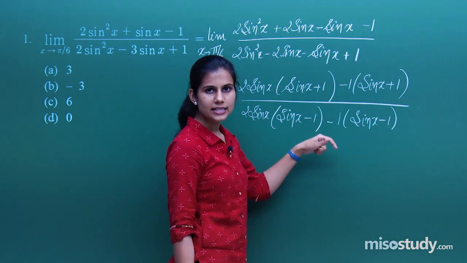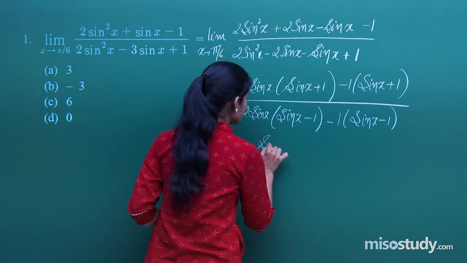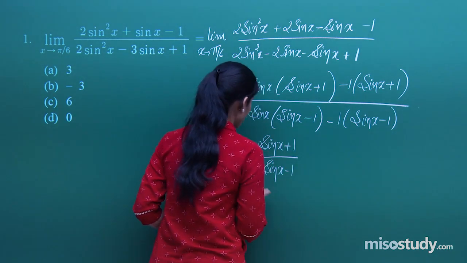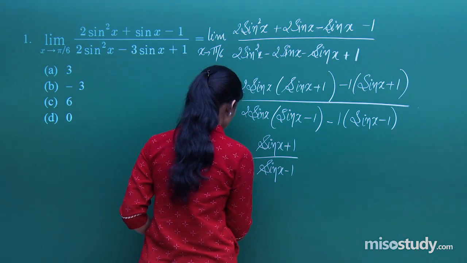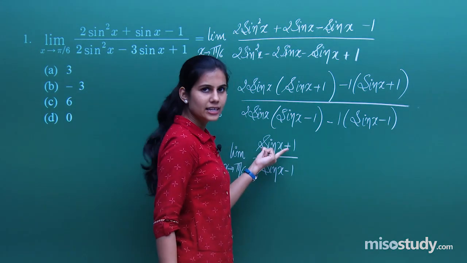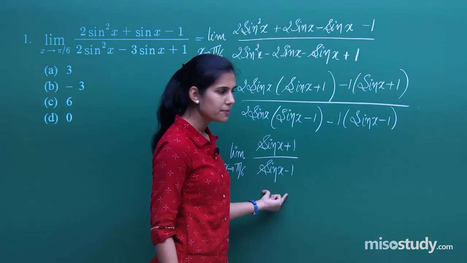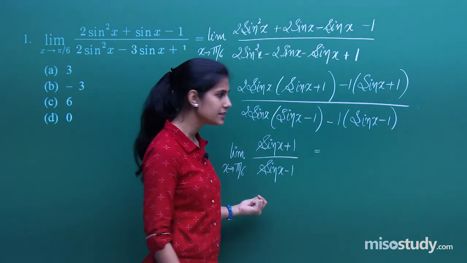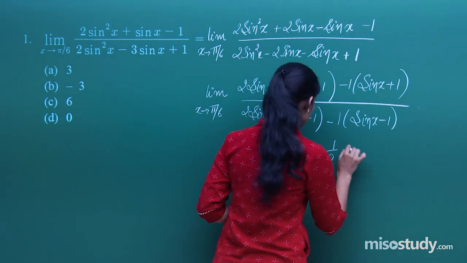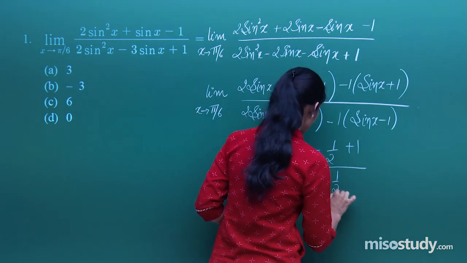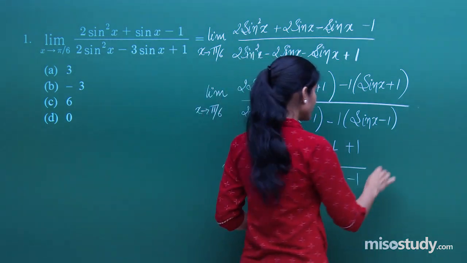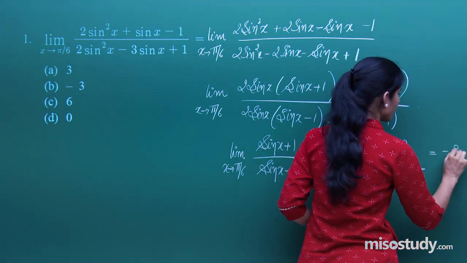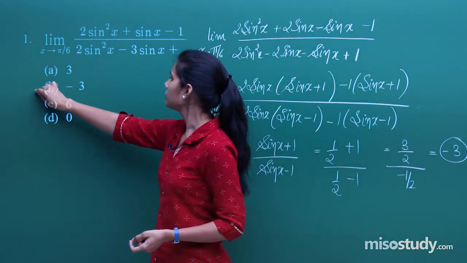2 sine x minus 1 gets cancelled from the numerator and the denominator. You are left with sine x plus 1 upon sine x minus 1. You know that this is continuous, denominator is not vanishing at pi by 6, so I am just going to incorporate the very value of x equal to pi by 6 to get the limit. Now what I get is 1 by 2 plus 1 upon 1 by 2 minus 1. So you get what? 3 by 2 whole upon minus 1 by 2, which brings the answer as minus 3.